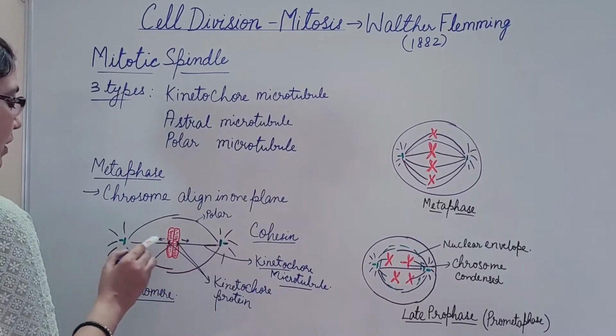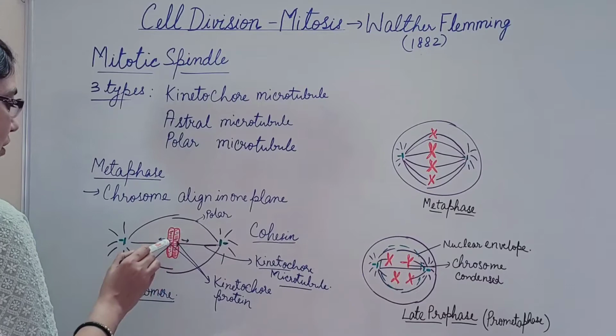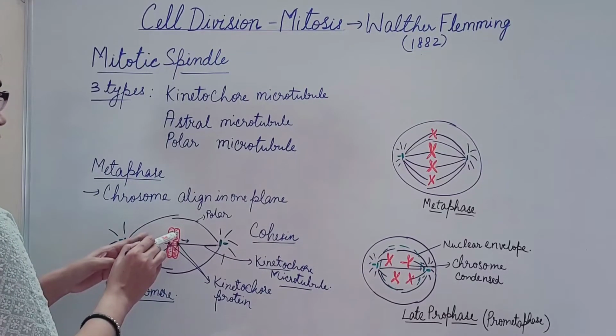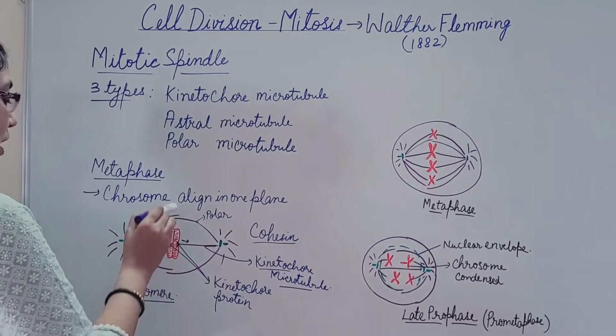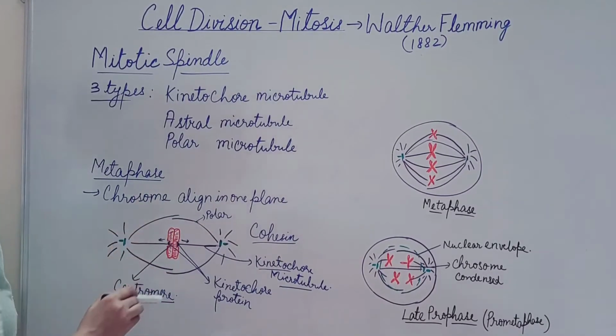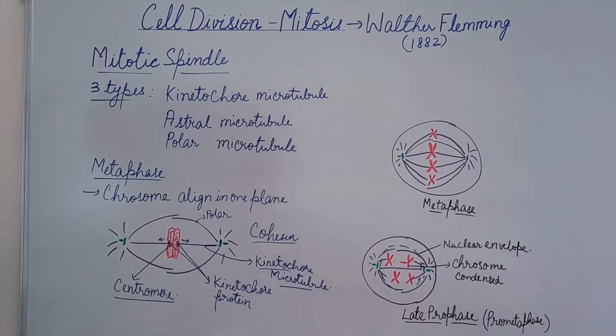When the microtubules attached to the kinetochore of this side try to move in this direction, kinetochore of this side tries to move in this direction. Thus, they try to move in the opposite direction. As a result of which a tension is created and this tension helps in the alignment of chromosome in one plane along the middle.